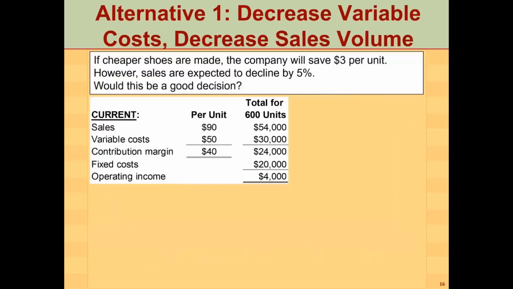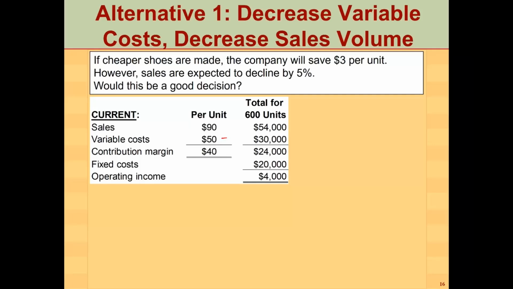So let's look at an example here where management decides, well, maybe we're making shoes that are too high end. If we made cheaper shoes, the company could save $3 per unit. Remember that the cost of the shoes is a variable cost. So I could buy cheaper shoes and save $3 on the variable cost, but customers are going to notice. If I do this, I'm going to lose 5% of my sales.